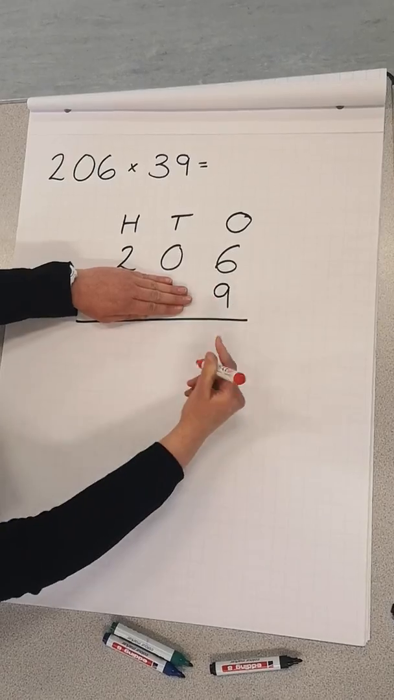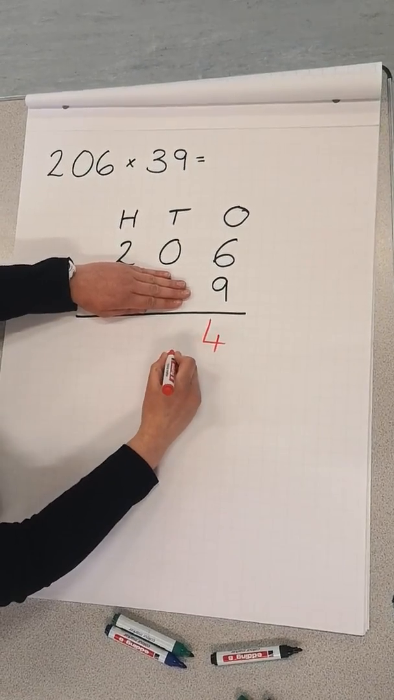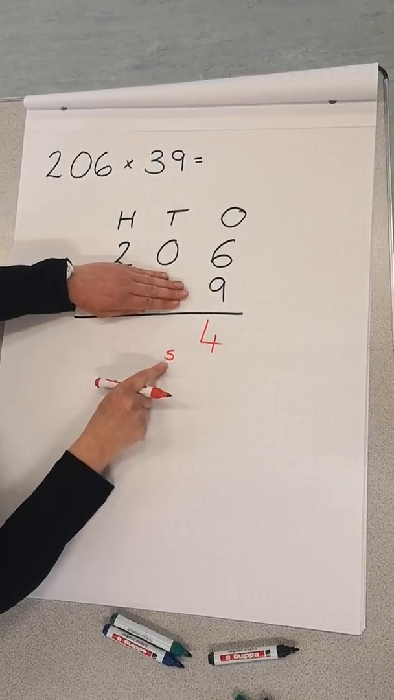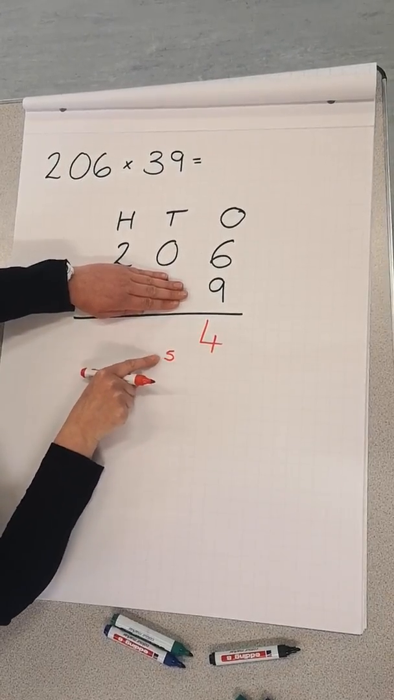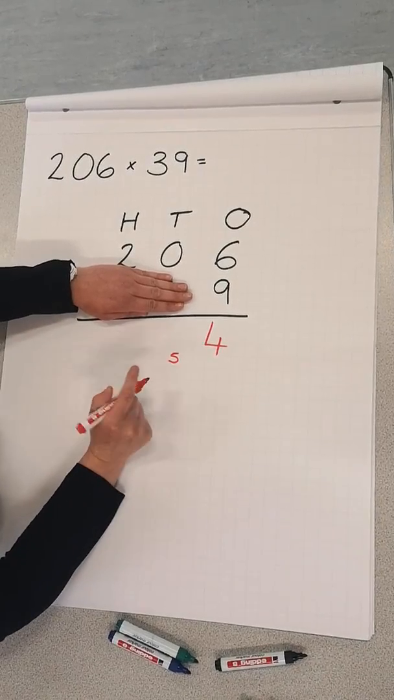6 times 4. Hopefully you know your tables and you know that's 54. So 4 ones. That means I've got to exchange 5 tens below the line. It doesn't matter what digit you put down here. It can be any number of tens. So it's 5 on this example.